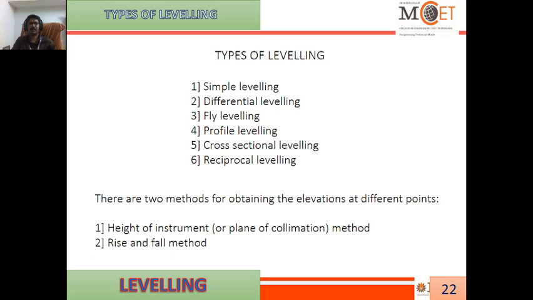After completing this, we are going to talk about the main subject. There are two methods for obtaining the elevation of different points. That is the ultimate aim of the leveling. We need to get the elevation. It can be computed by two different methods: the height of instrument or plane of collimation method, or height of collimation method. The second one is the rise and fall method. We are going to see that in detail in the next video. In this video we are going to see the types of leveling alone.